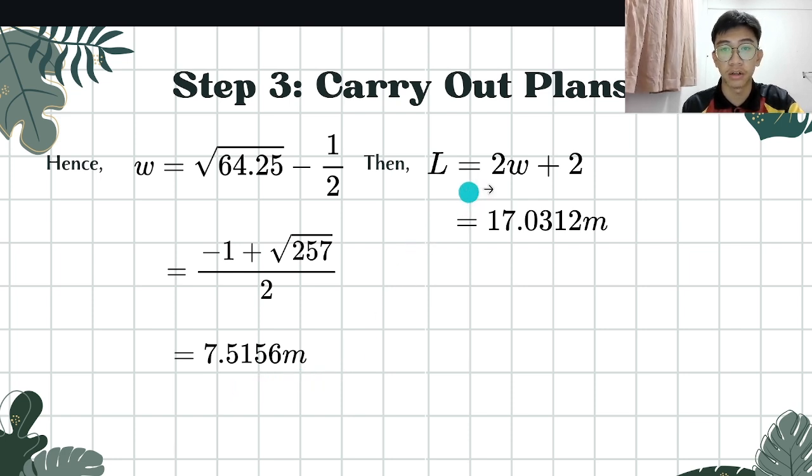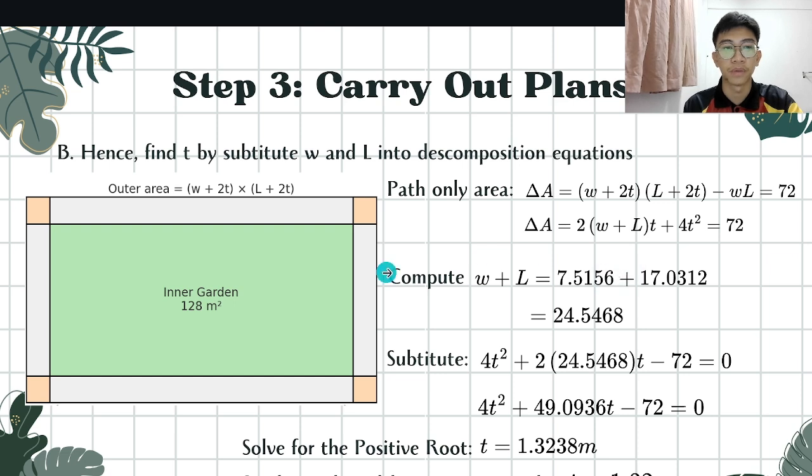Then the length of the inner garden, we just substitute the width of the inner garden, which is 7.5156, and we got 17.0312 meters for the length of the inner garden. Hence, find T by substituting the width and length into this composition equation.